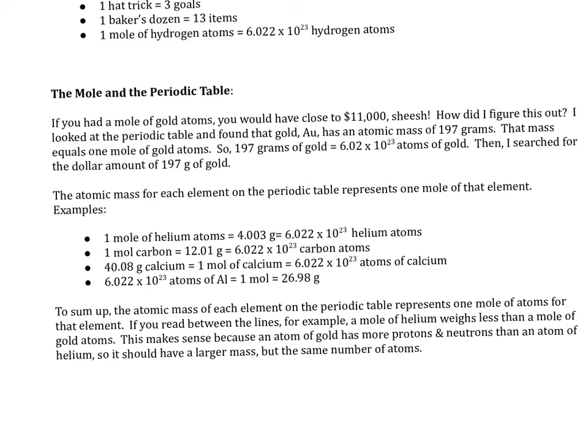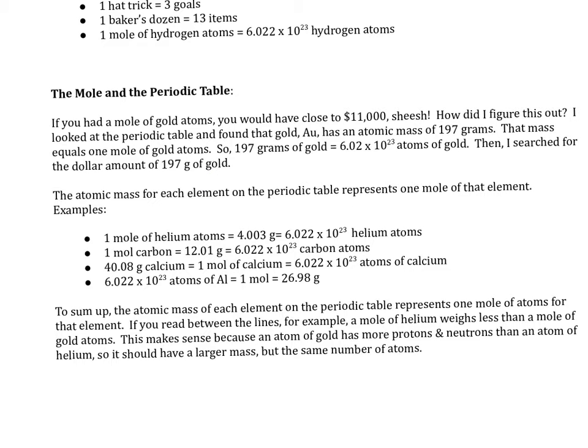So the mole and the periodic table. If you had a mole of gold atoms, you would have close to $11,000. Sheesh, how did I figure this out? Well, I looked at the periodic table and found that gold has an atomic mass of 197 grams, and the mass equals 1 mole of gold atoms. So 197 grams of gold is that many atoms of gold. And then I searched for the current dollar amount of 197 grams of gold. So it's like $11,000. Holy moly.